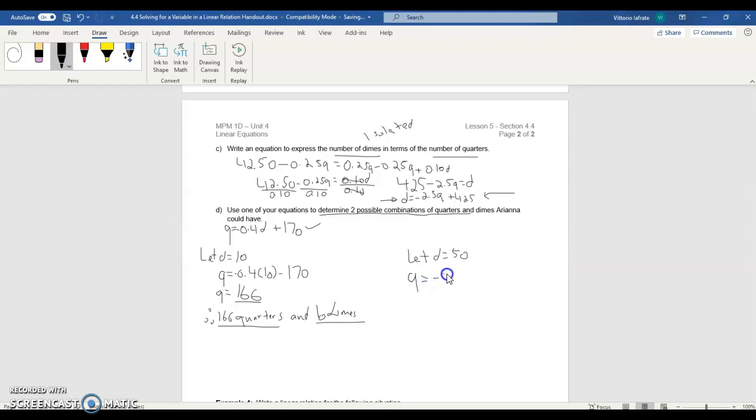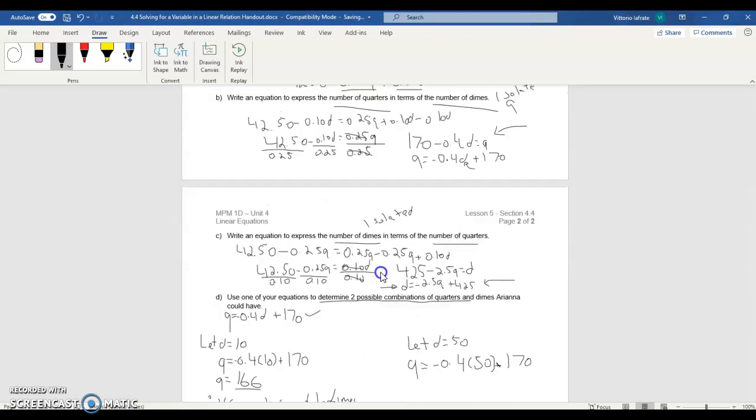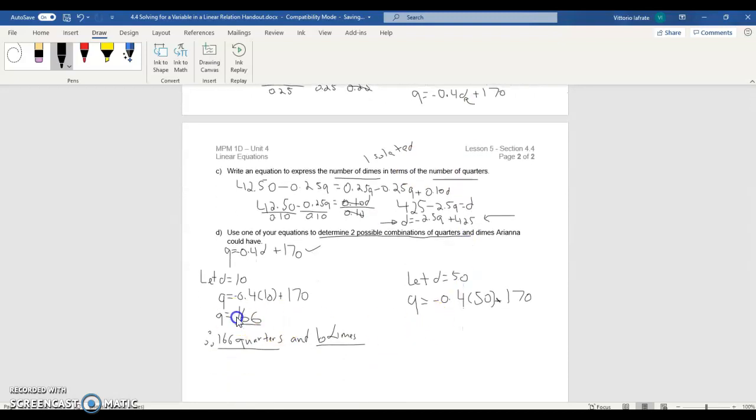Q is equal to negative 0.4 times 50 minus 170, or plus 170, I should say. Plus 170. Please make sure you caught that error in my equation there. It's plus 170. I had the right answer, I just wrote minus by accident there.